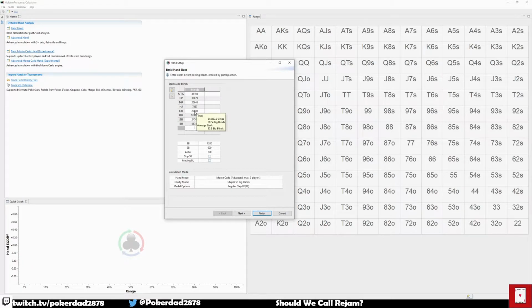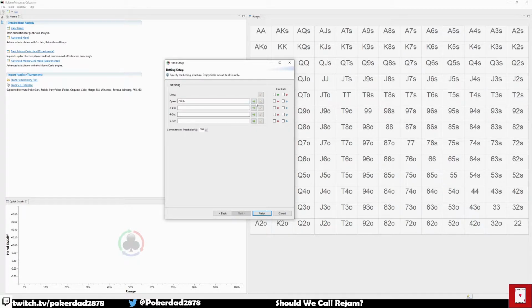And yes, I'm going to cut off right over here. Big blind is 1200, 600, 120. Chip EV and EV. Okay, next. 2 big blind open. Yeah, I think that's fine. And we'll finish this up here.